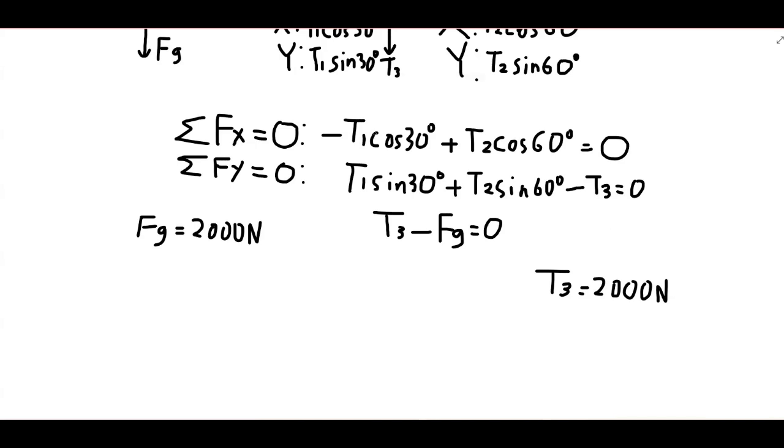Now we're solving two unknowns and we have two system of linear equations. You can go ahead and use your calculator and solve that. And then you're going to get T1 is equal to 1000 newtons and T2 you'll get 1732.05 newtons.